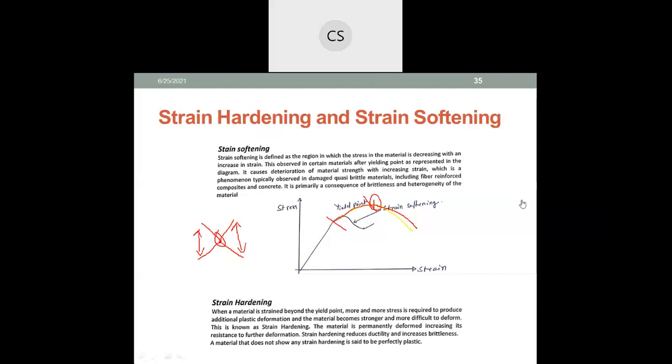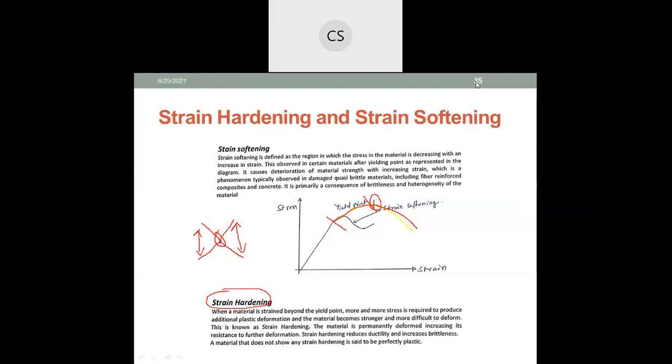So you find it difficult to bend. Why do you find it difficult to bend? Because the material becomes harder and harder. That is because of the strain hardening. Why exactly does the material show strain hardening? Let us try to understand that.